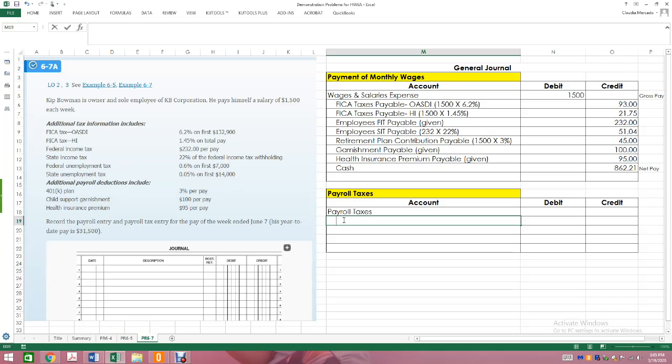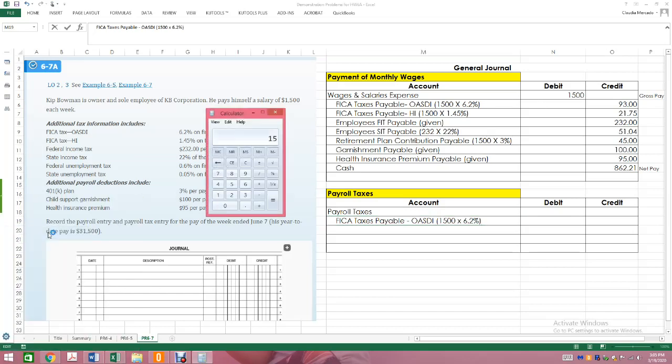But regardless of that, the employer has to pay for OASDI and HI. And that is going to be our 1,500 times our 6.2%. And we've already calculated it up here. 1,500 times 6.2% gives me $93.